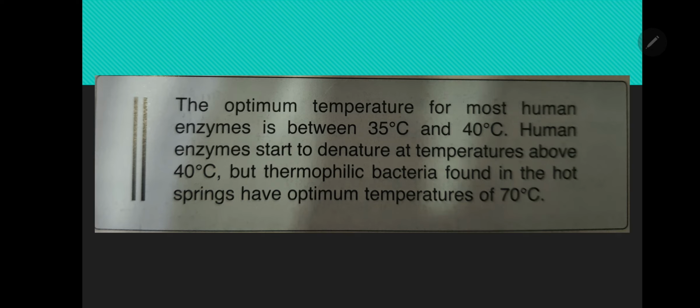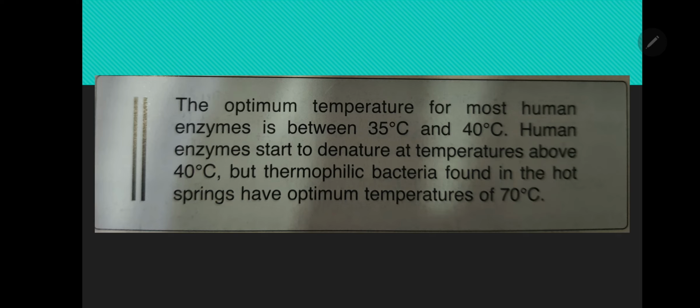So because they are protein, they will be denatured, and this is what these four lines are indicating, that the optimum temperature for most human enzymes, for their good activity, is between 36 and 40 degrees centigrade. Up to this temperature the activity will be going on nicely. Human enzymes start to denature at temperatures above 40. When temperature is more than 40 degrees, there is denaturation of the enzyme.